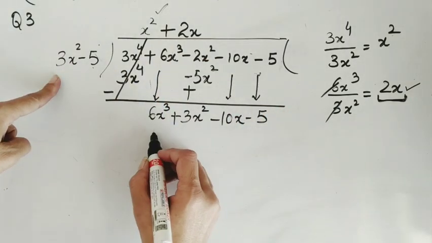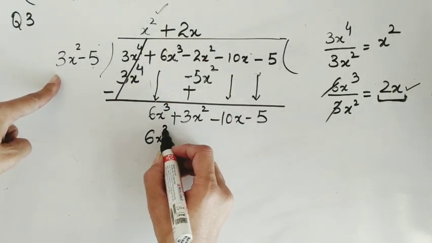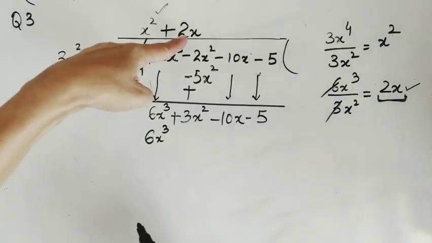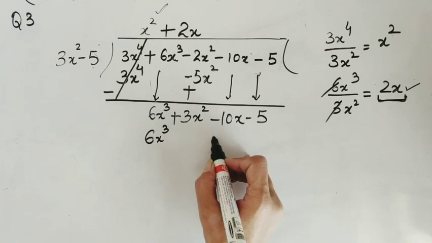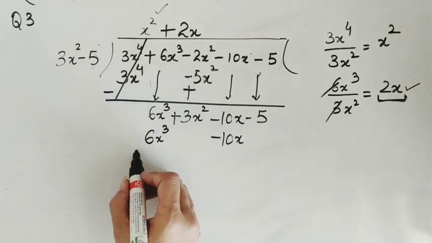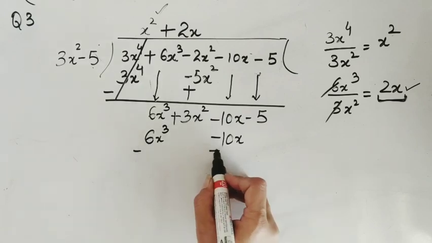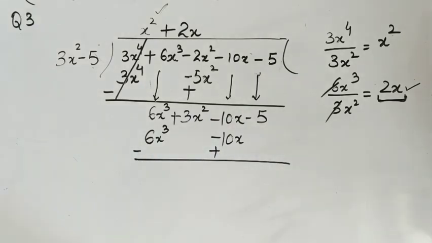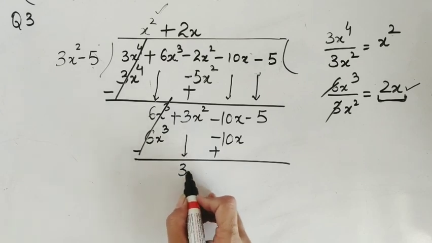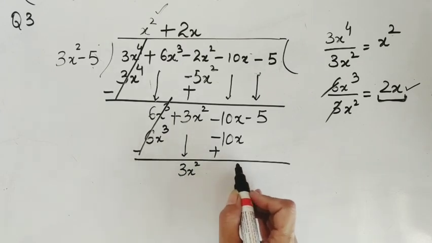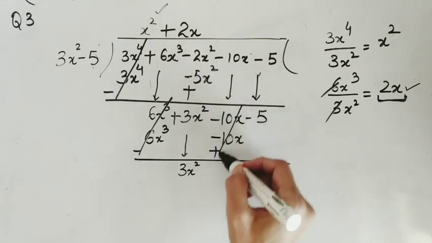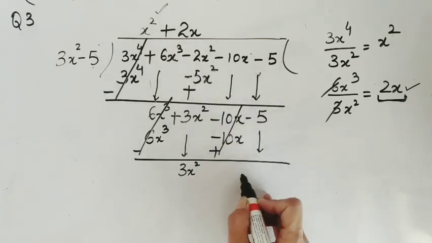We know undoubtedly the first term has to eliminate. This would be 6x cube minus 5 into 2x would be minus 10x. This is minus, this would become plus, and this eliminates. Write them in the sequence again. 3x square, this eliminates. Minus 10x plus 10x, this also finishes off, and minus 5.